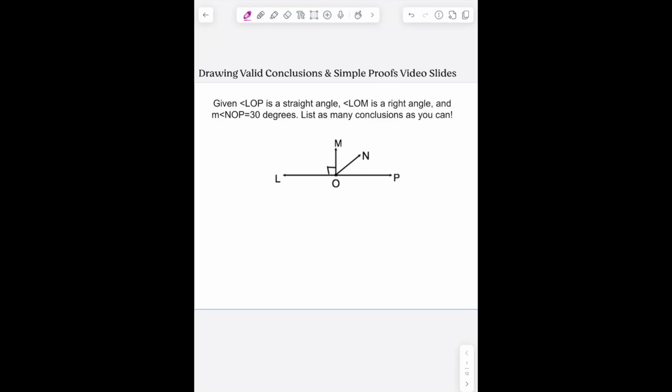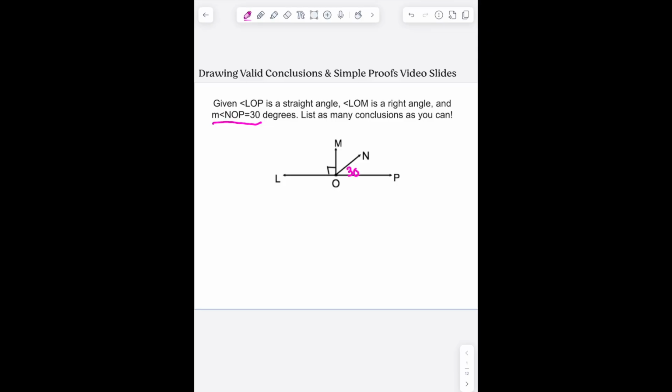In this video, we're going to talk about drawing valid conclusions, and we're going to do some simple proofs. In this first question, it says that we're given that angle LOP is a straight angle. Angle LOM is a right angle, as you can see from the little box, which is the symbol for a right angle. And the measure of angle NOP is 30 degrees.